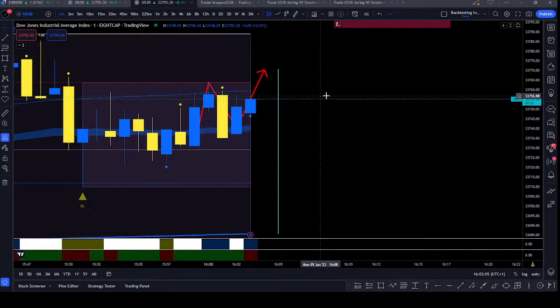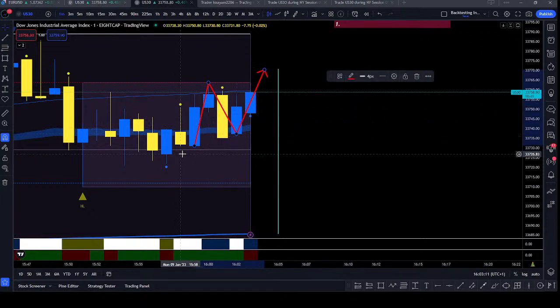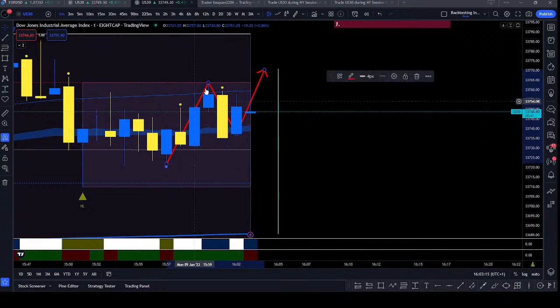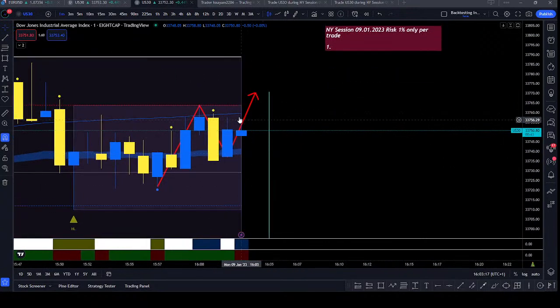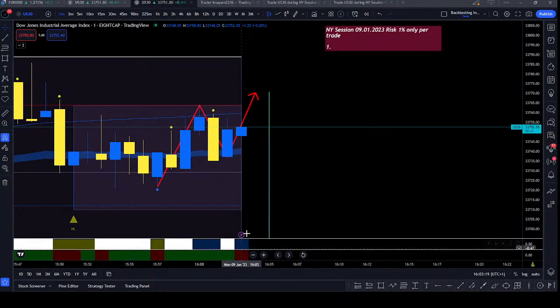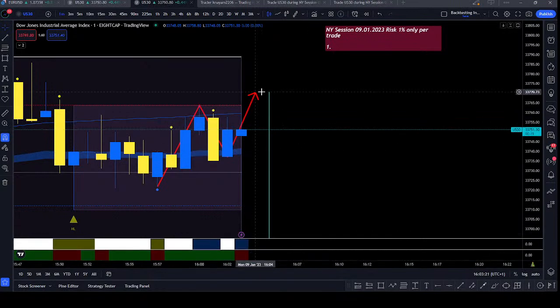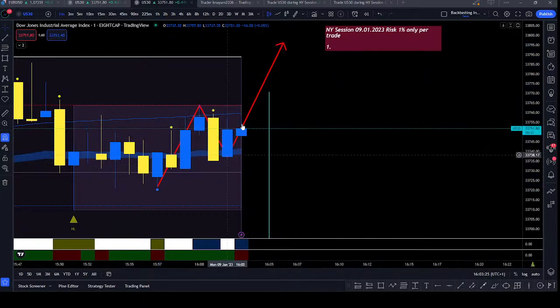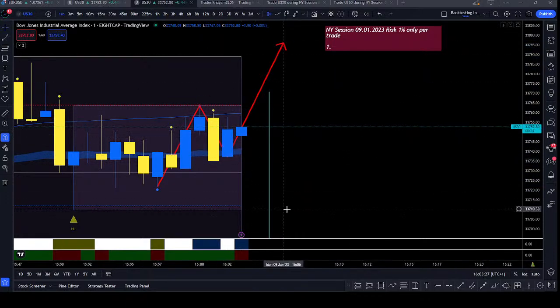The price kind of respected the trend pivots and formed this first leg from here. This was the second leg and this can be my third leg. If I get a confirmation, I will be entering. There is not going to be a demo trade or something like that. I will be entering on this leg because this is showing me that this is the third leg.